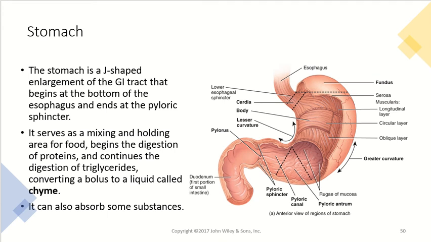So moving on, the next part of the digestive system that we're going to discuss is the stomach. This is a J-shaped enlargement that we have in the GI tract. And this is going to begin at the bottom of the esophagus, and it's going to end with the pyloric sphincter, which you can see here. The stomach is going to serve primarily as a mixing and holding area for your food. This is where digestion is really going to begin for proteins, and it's also going to continue for the digestion of triglycerides and carbohydrates that are going to be converted from a bolus into a liquid called chyme. The stomach is also going to absorb some substances, so some absorption is going to happen in the stomach.